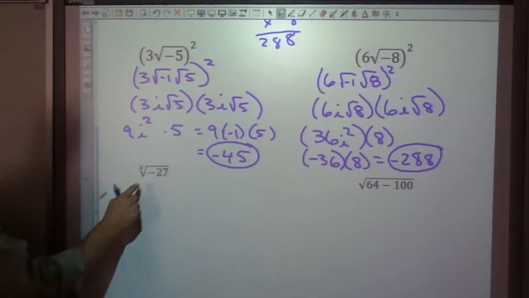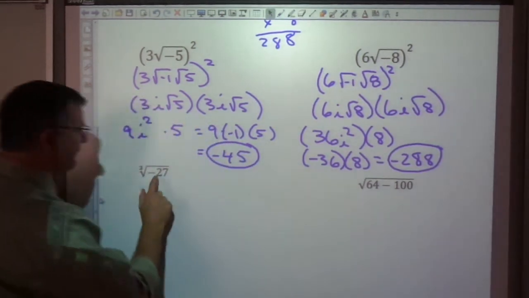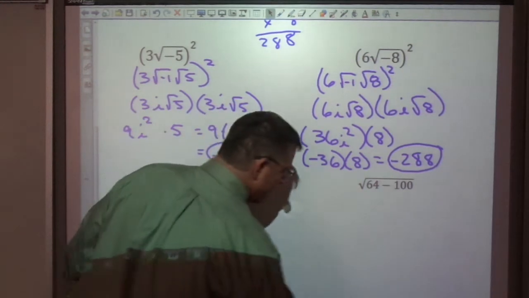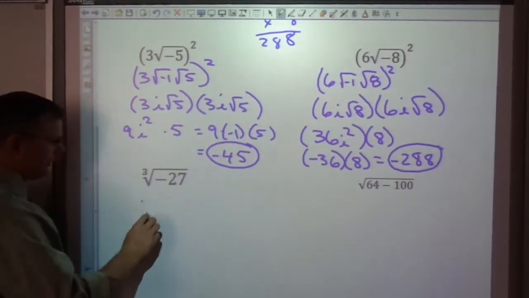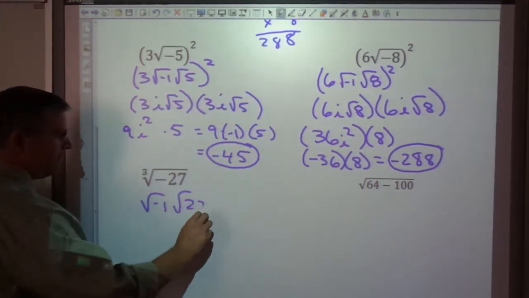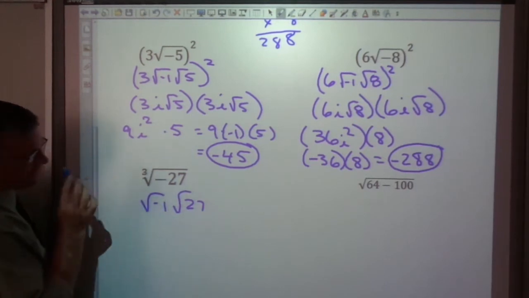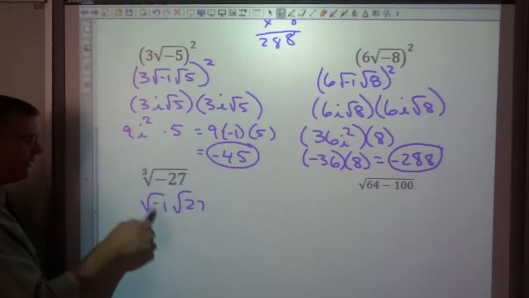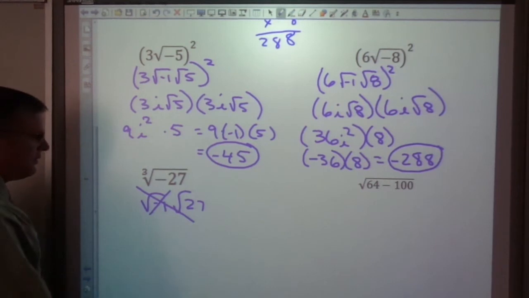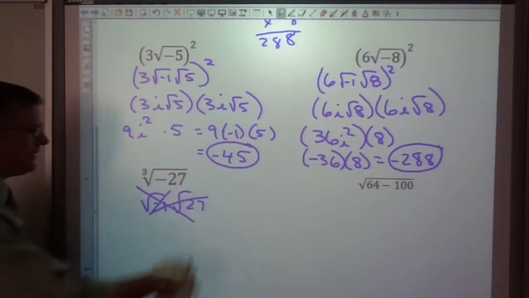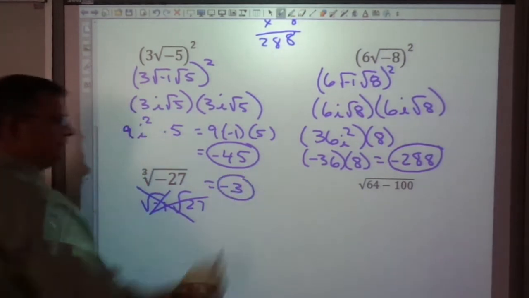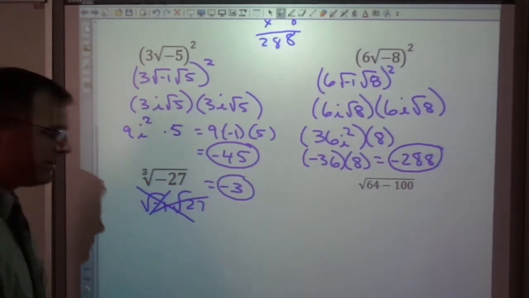Something like this. Cube root of negative 27. This is the trap people fall in because they want to go up. Do I do that? No, because it's not a square root. We know i is the square root of negative 1, not the cube root. The cube root we already know. What times itself three times is negative 27? Negative 3. Don't have to do anything with imaginary numbers there.